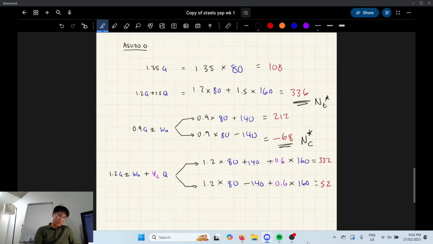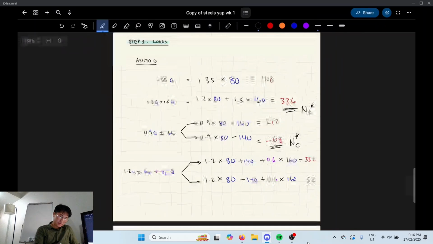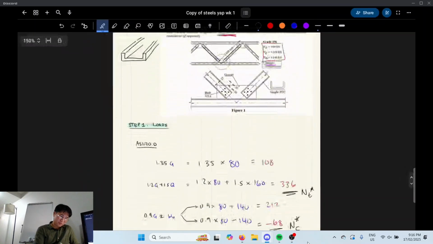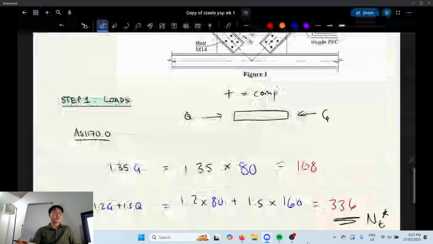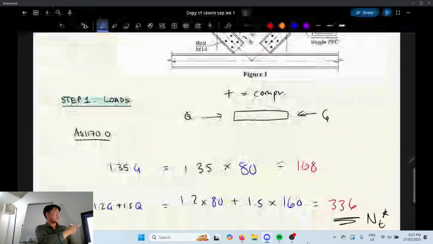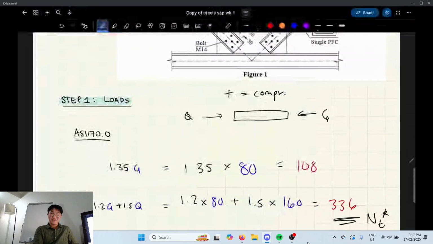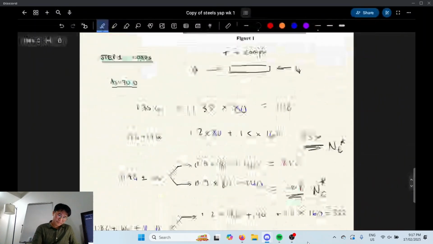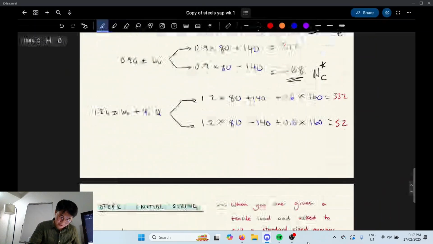But it depends how the question's worded, because sometimes you get questions telling you the forces are going in like this. It could just be G and Q and whatever, but then it says positive is actually compression, rather than positive being tension. So it's just contextual. Okay, that's step 1.